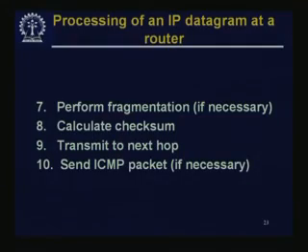Then you calculate the checksum, which is for error detection, as we know, and transmit to the next hop. And send an ICMP packet if necessary. ICMP is the Internet Control Message Protocol. The routers may use ICMP packets for talking to each other and sending various messages if necessary. We will see one example at least now and more later.